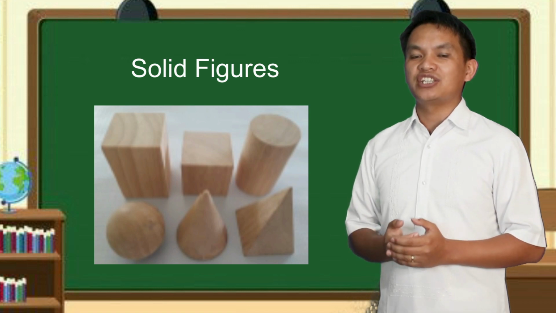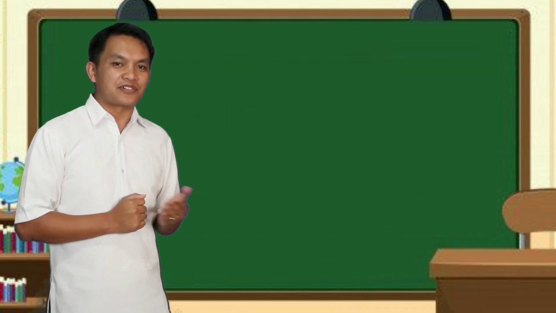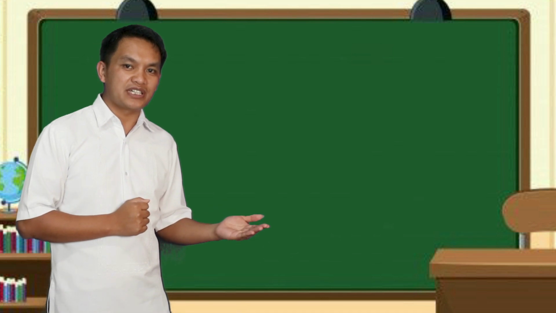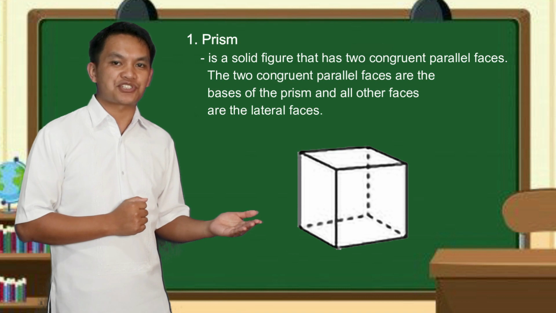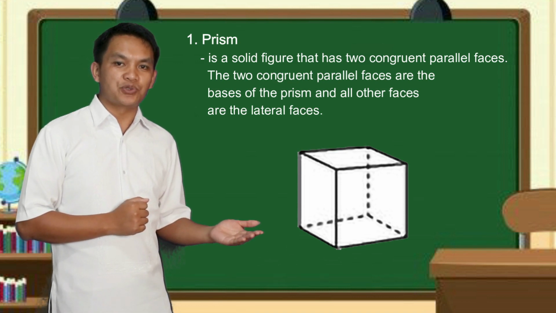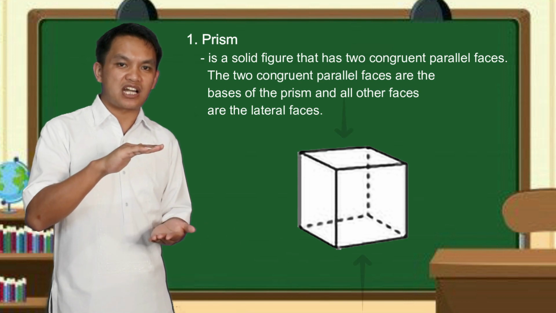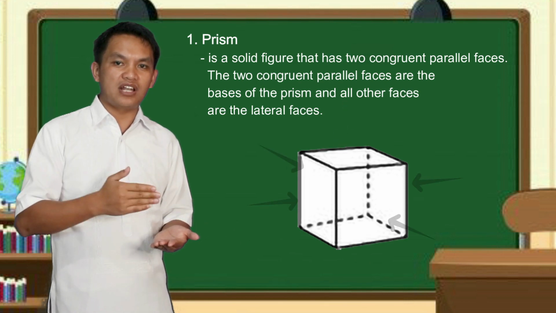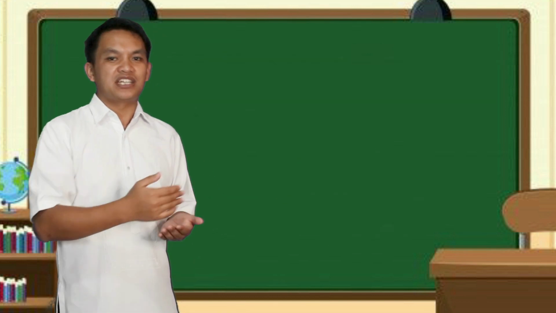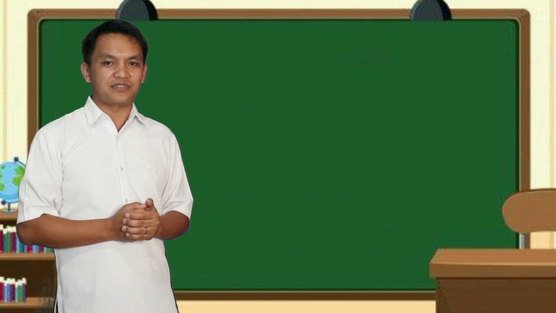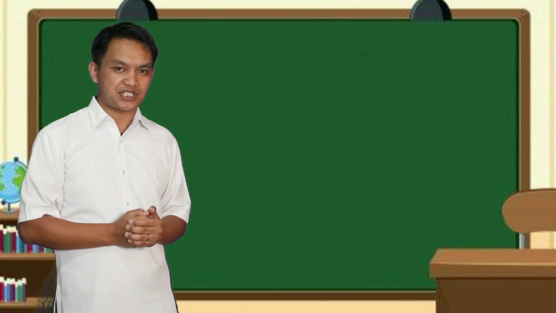Let us study each of them. The first solid figure that we will learn is prism. A prism is a solid figure that has two congruent parallel faces. The two congruent parallel faces are the bases, and all other faces are the lateral faces. The following are examples of different kinds of prisms.